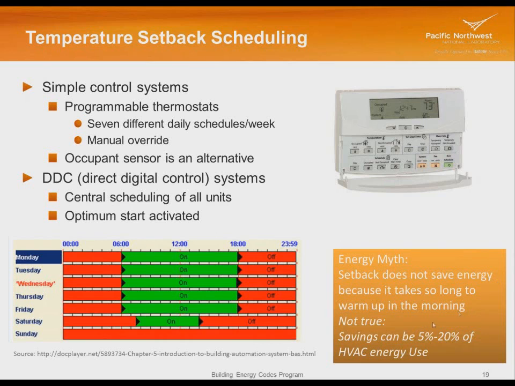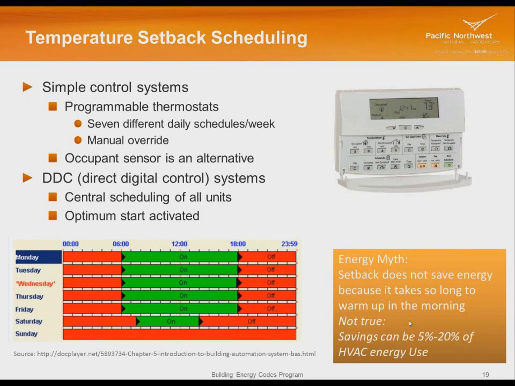Well, this is not true, and the reason it's not true is a building typically has a very large heat loss area, the entire envelope of the building, related to the mass in the building. And so that means the building's going to cool down relatively quickly, and it would take a fair amount of energy to keep it warm during unoccupied hours.